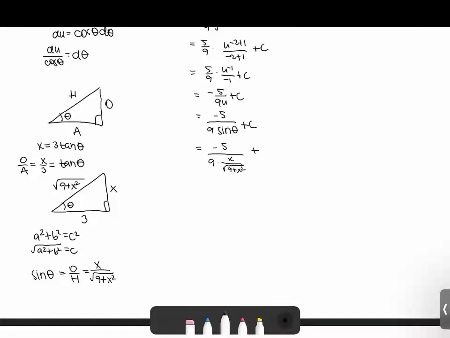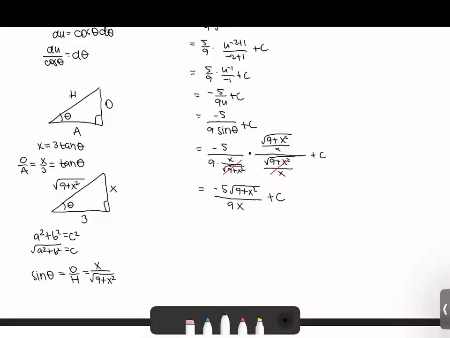But what I'm actually going to do is multiply this by that reciprocal. So I'm going to multiply by x by the square root of 9 plus x squared over x, all over the square root of 9 plus x squared over x, because that's going to cancel out in my denominator. And then I'm going to be left with negative 5 square root of 9 plus x squared over 9x. And then I add c. So now that we have rewritten it in terms of x's, this is our final answer.